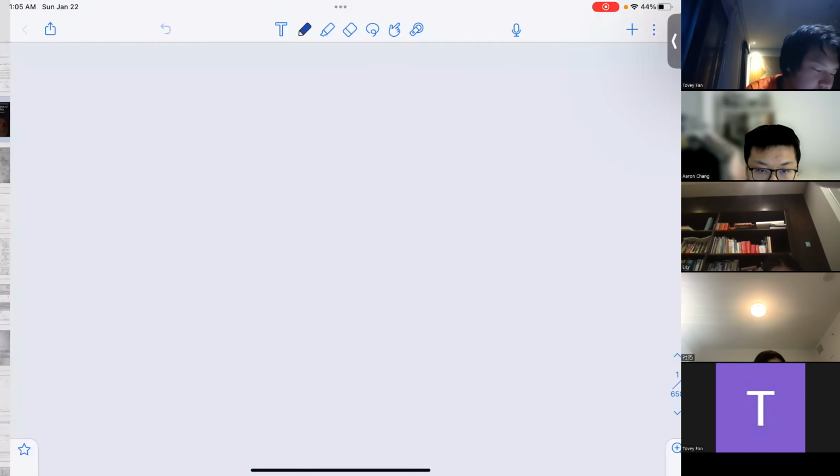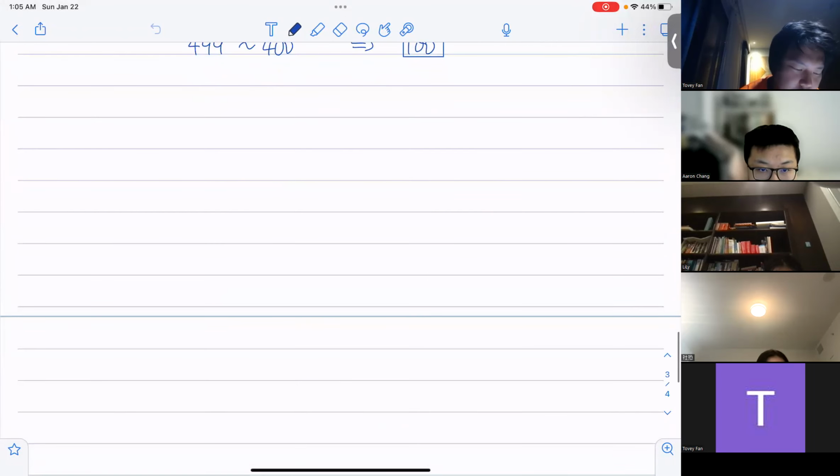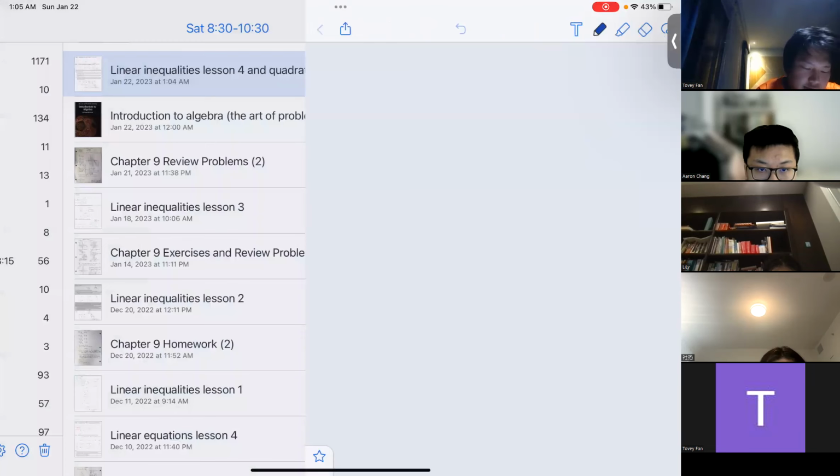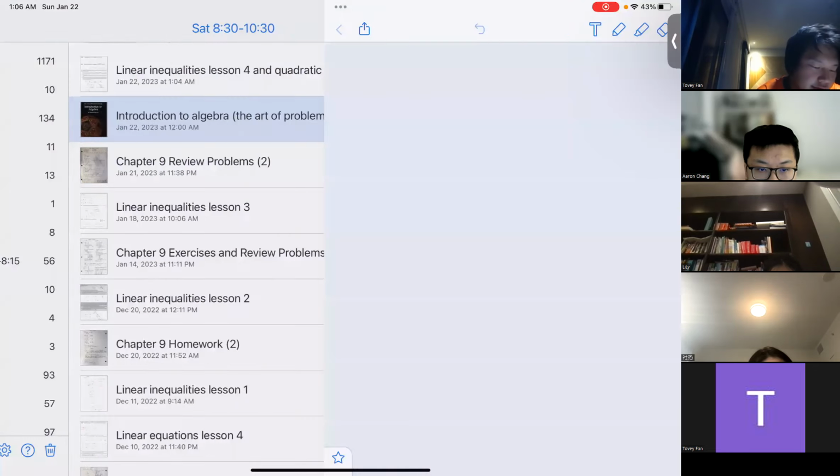That's fine. Okay, so quadratic. The chapter is generally speaking very easy, so I'm just going to sum up some main points here. I think you guys could understand. What 10.1 is trying to say is to solve quadratics in this form and also in a factored form. Okay, I will summarize for you.